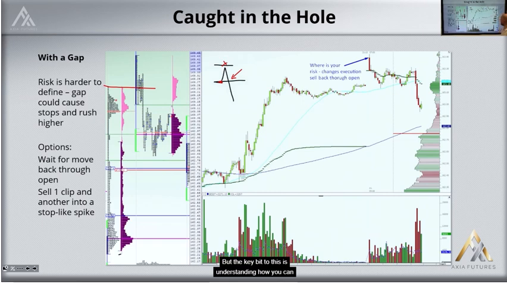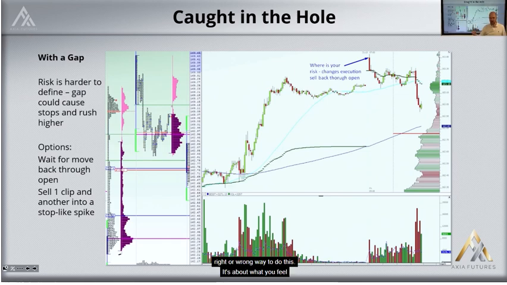But the key bit to this is understanding how you can execute with the gap. Whether you sell it straight away and look for that move, or whether you wait for that move and sell it. The problem of waiting is in some scenarios, it will open and just go straight down, in which case you miss the trade. So it's the balance of, are you willing to miss the trade for security, or are you willing to take a bit more risk and be guaranteed on the trade, but if it doesn't reverse quickly, you will be taking a loss.